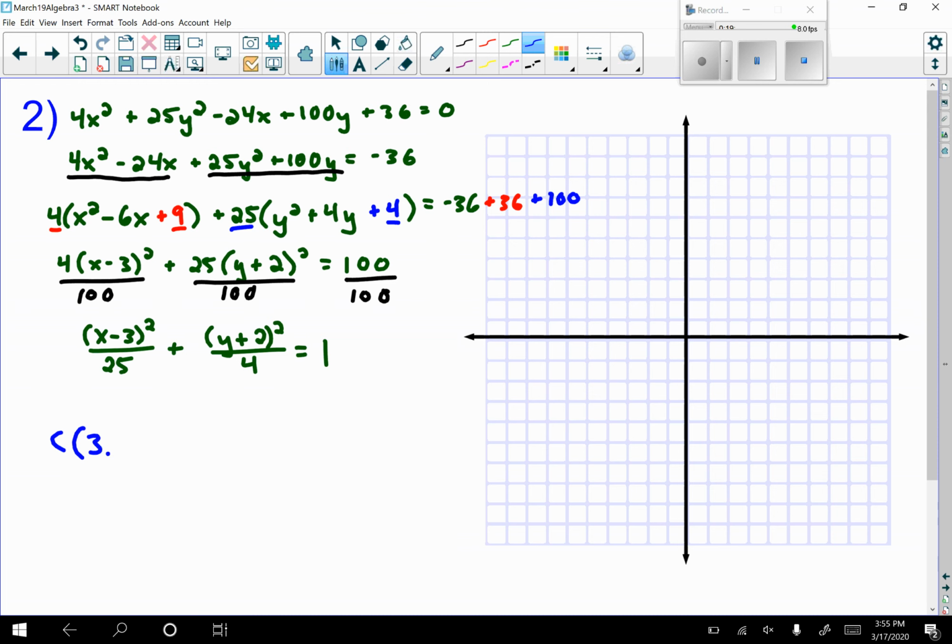Again, we take like the opposite, and then a negative 2. A squared is a larger number, so a squared is 25, making a 5. B squared is 4, so B is 2. Because a squared is first, our ellipse will have a major axis that runs horizontally. So when I go to plot 3, negative 2, I'm going to count 5 units to the right, 5 units to the left. I'm going to count 2 units up, and 2 units down.